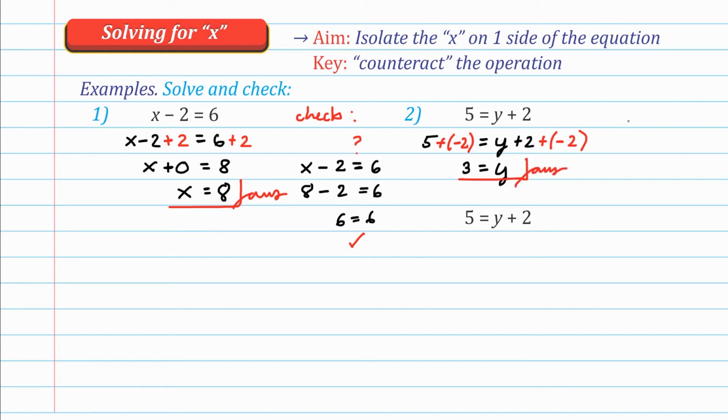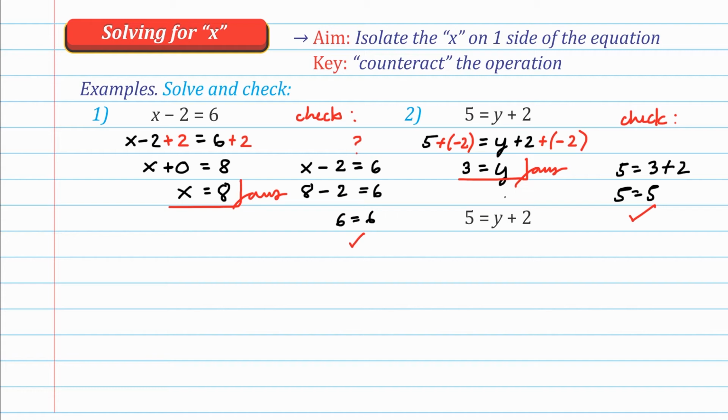Again, we're asked to check if our answer is correct. So what do we do? We substitute. We have 5 equals. May I immediately substitute the value of y here? y, we know, is 3. So is it 3 plus 2? 5 is equal to 5, resulting to a true statement. Our answer, y equals 3, must be correct.